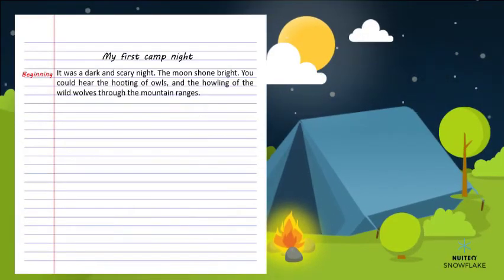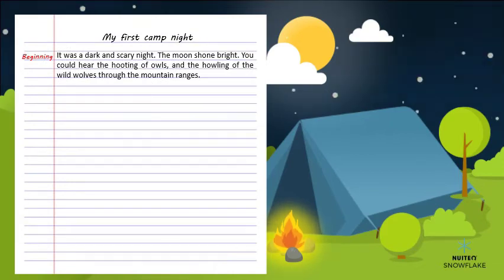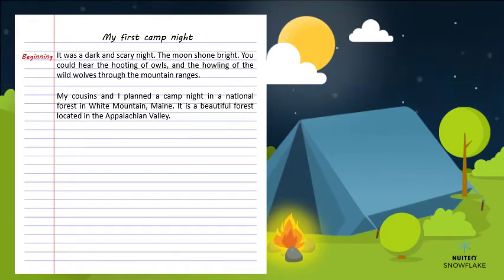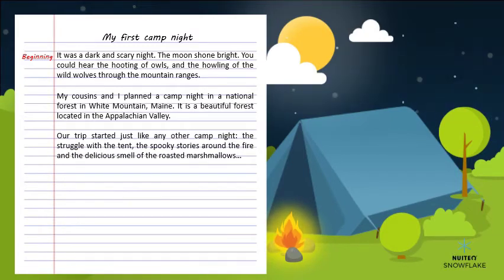My first camp night. It was a dark and scary night. The moon shone bright. You could hear the hooting of owls, and the howling of the wild wolves through the mountain ranges. My cousins and I planned a camp night in a national forest in White Mountain, Maine. It is a beautiful forest located in the Appalachian Valley. Our trip started just like any other camp night. The struggle with the tent, the spooky stories around the fire, and the delicious smell of the roasted marshmallows.